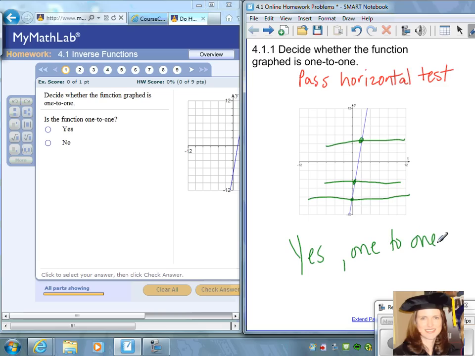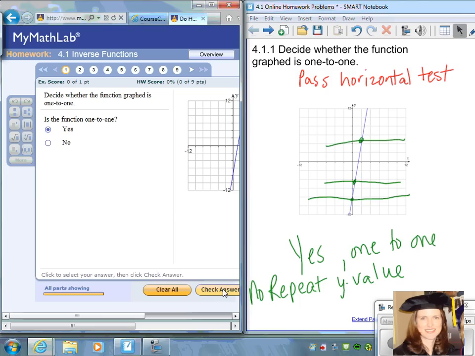Another way of thinking about whether a function is one-to-one is if it has any repeated y values. In other words, is there a y value for two different x values? In this case, there are no repeated y values. It does pass the horizontal line test. We say that this function is a one-to-one function.